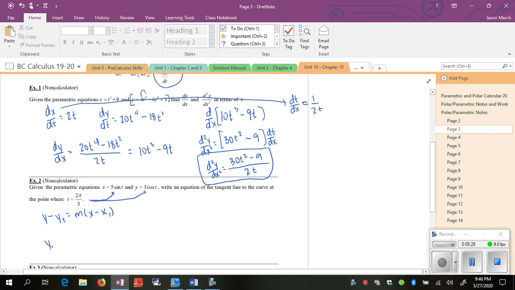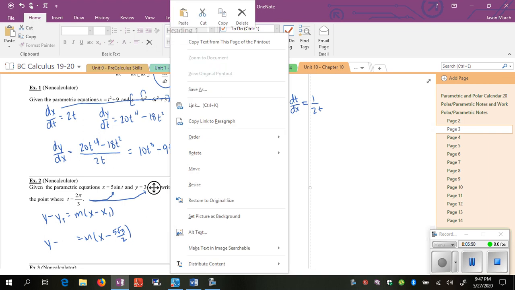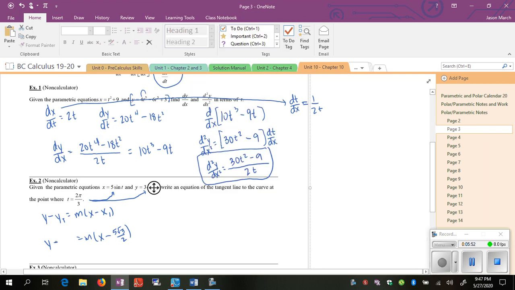that is going to be 5 times the sine of 2 pi thirds, 5 radical 3 over 2. And if I plug in 2 pi thirds into this one, 3 times the cosine of 2 pi thirds is going to be 3 times negative half. So that's going to be negative 3 halves. So y minus negative 3 halves, you can write as y plus 3 halves.